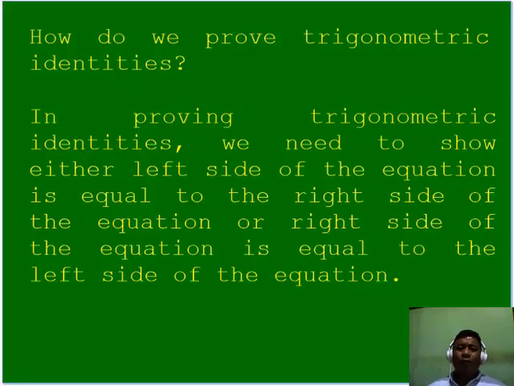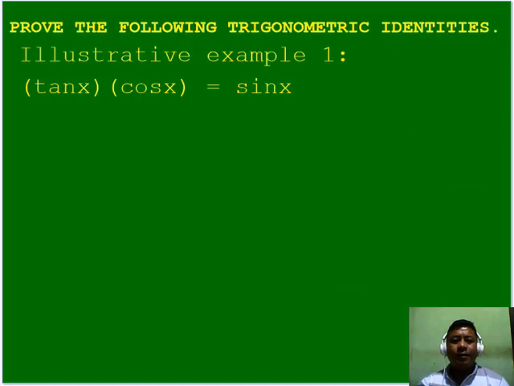How do we prove trigonometric identities? In proving trigonometric identities, we need to show either the left side of the equation is equal to the right side of the equation, or the right side of the equation is equal to the left side of the equation. So take note of that. Consider illustrative examples. Prove the following trigonometric identities. Illustrative example number 1. Tangent x times cosine x is equal to sine x.